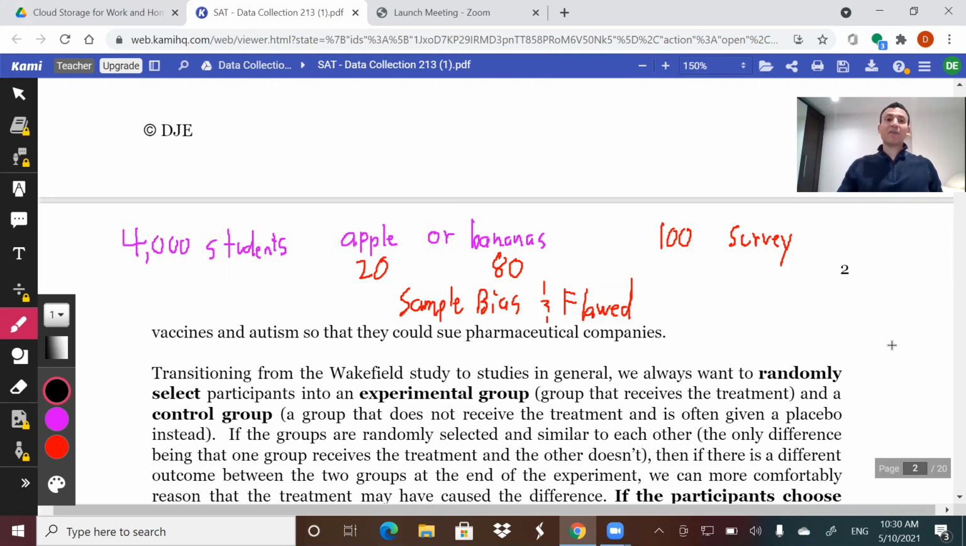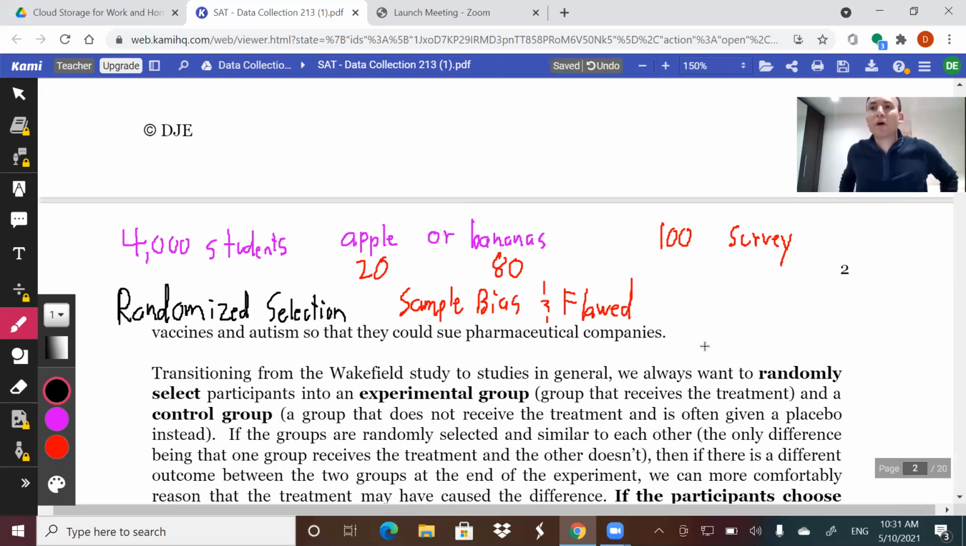How do we do that? The key word is randomized. This is a word you want to look for over and over again: it needs to be a randomized selection. It can't be volunteer, because people who volunteer may have a strong opinion about apples or bananas one way or the other. Maybe the 80% who said bananas had a terrible experience with apples early in life. So it can't be volunteer, because then people are self-selecting.